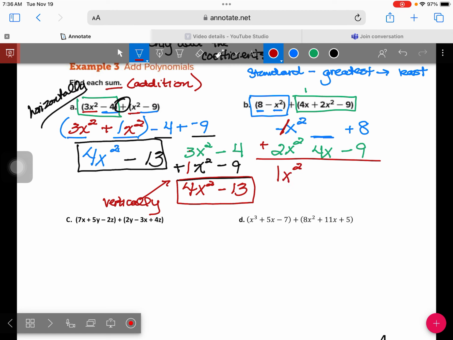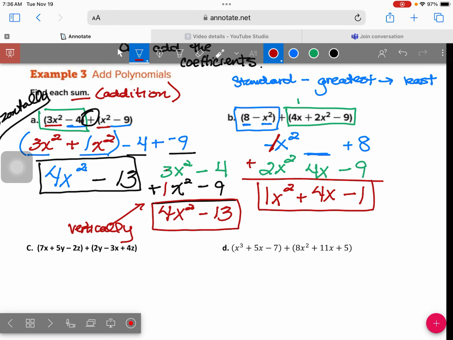There is no x term for that first binomial, okay? There's nothing there. So nothing plus 4x is just that 4x. And then finally, 8 plus a -9 is going to be -1. So my final answer is 1x squared plus 4x minus 1.